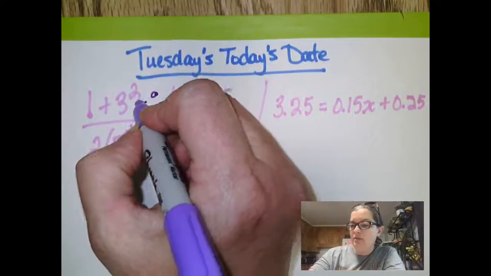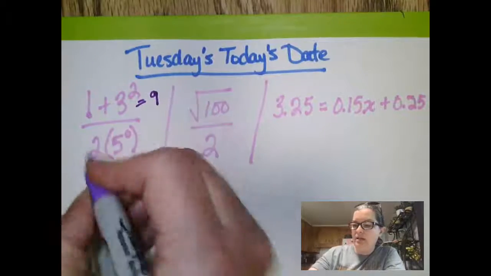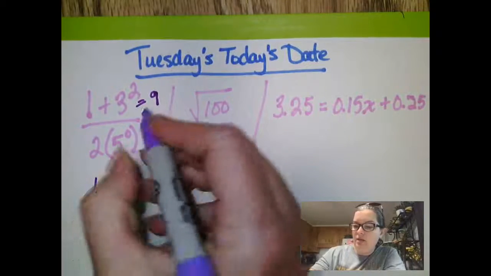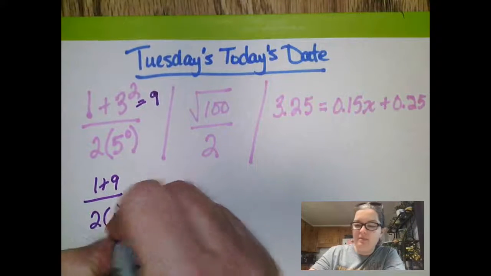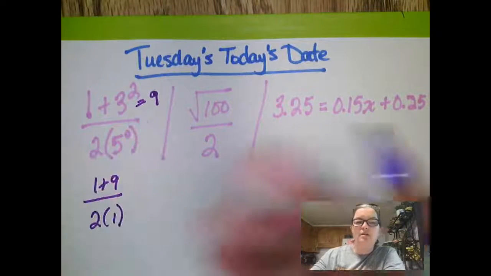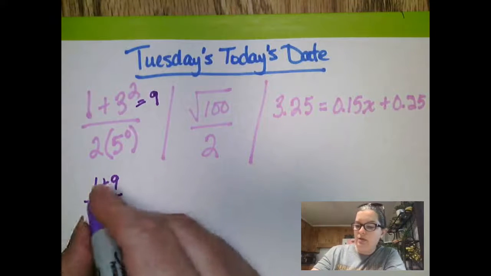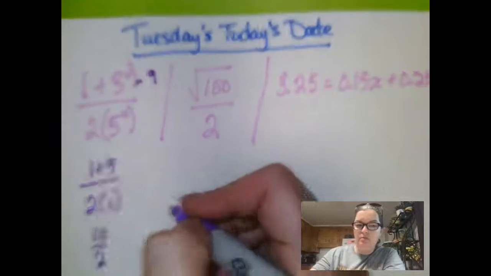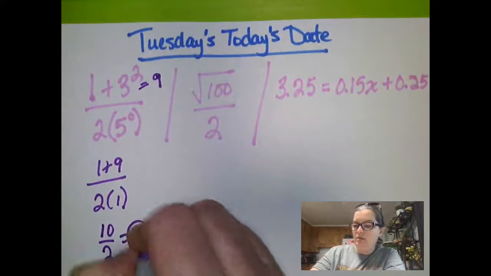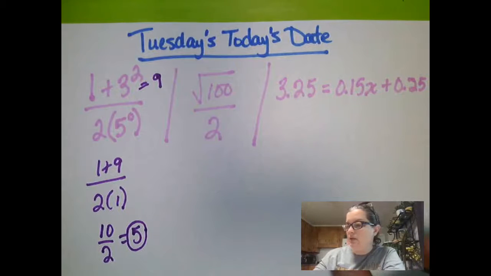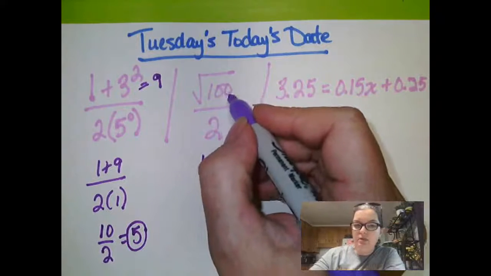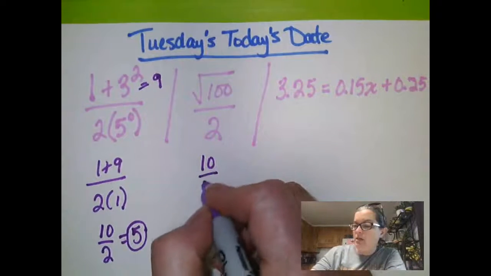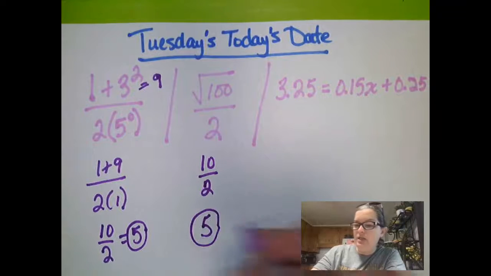Alright, so our top, we know that 3 to the second is 9, so 1 plus 9. And right here, that 5 to the 0th power is 1, so we're doing 2 times 1. Remember, anything raised to the 0th power is 1. So we actually got 10 over 2, which equals 5. Alright, so that's our month. Our day, the square root of 100 is 10. This is a good one to remember because it'll help you. And 10 divided by 2 is 5, so there's our day.